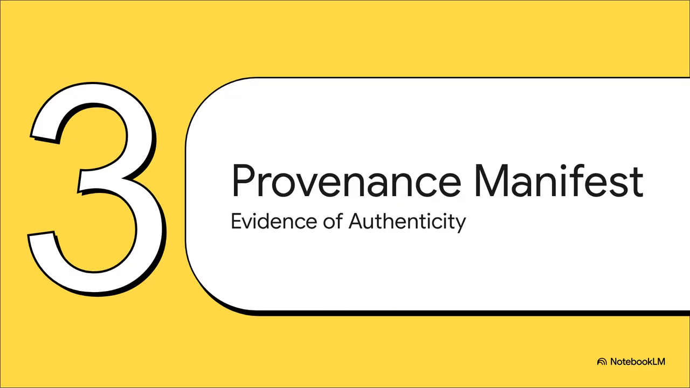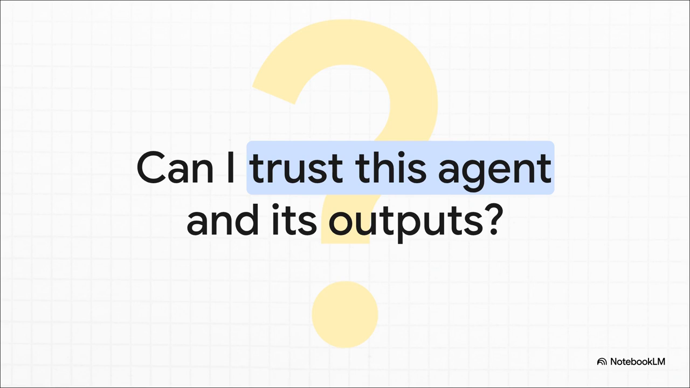Okay, so we know what an agent did, and we know where it came from, but how can we prove that an artifact it creates is authentic? Well, that's the job of our final pillar, the Provenance Manifest. This is the bottom line question for anyone in governance, risk, or compliance. I mean, how can you be absolutely certain that the agent running in production is the exact same one that was tested and approved? And how can you trust what it generates?